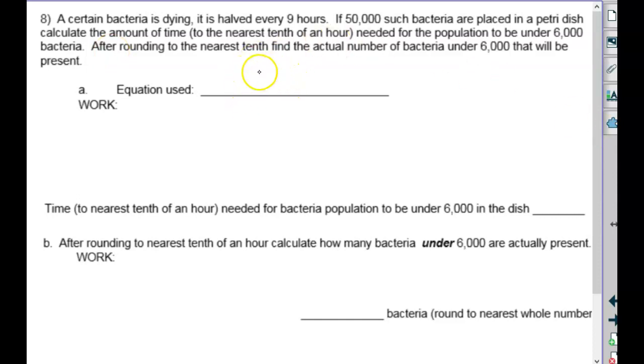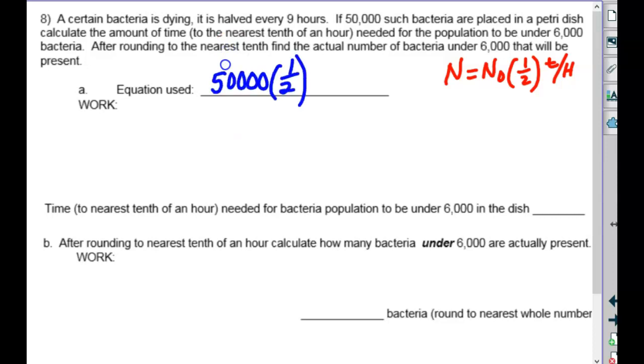50,000, taking away half every 9 hours. Nice. So our rate is going to be half, right? What else can you fill in? You said the initial was 50,000? And it is being halved. What goes in the exponent? Good job. T over 9.